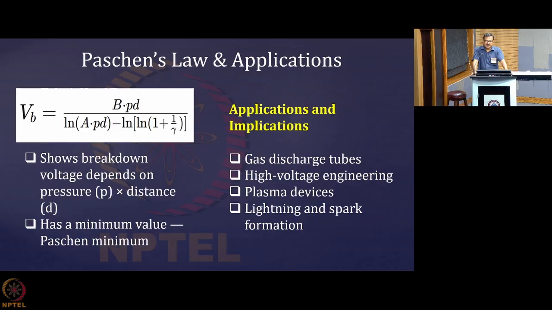On either side of the PD minimum, the breakdown voltage increases. On the lower side, because the pressure is low, you have fewer collisions. On the upper side, P is high, so the mean free path is less, and the electrons are not gaining sufficient energy unless you increase the electric field, that is, increase the applied voltage for a given gap. That is why the breakdown voltage increases on either side.